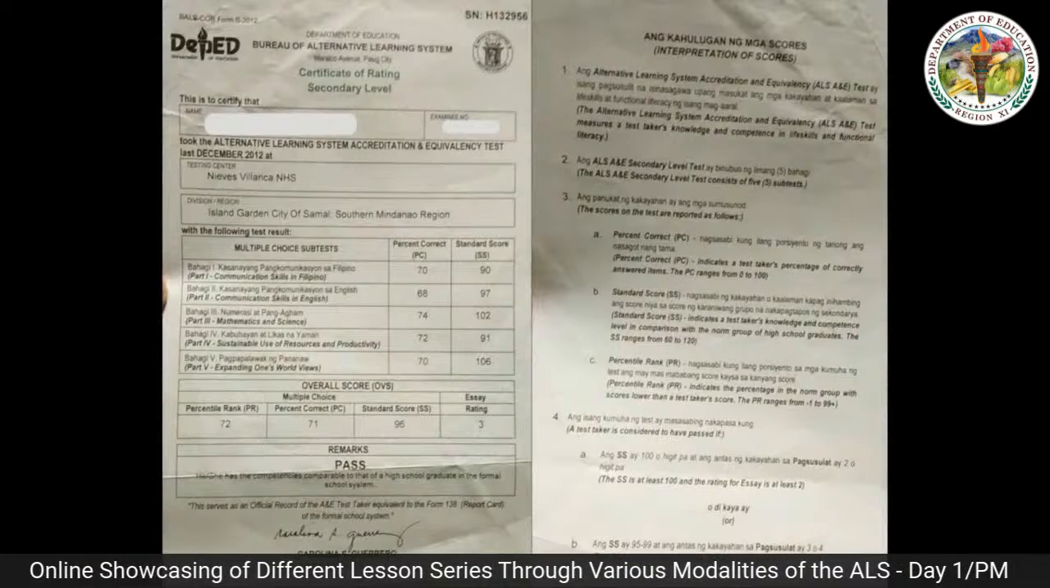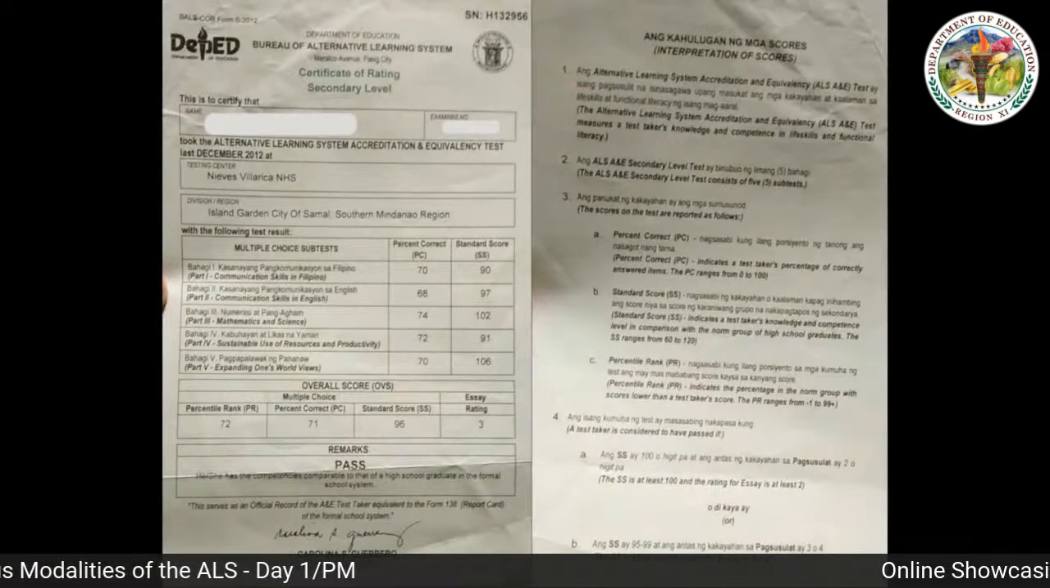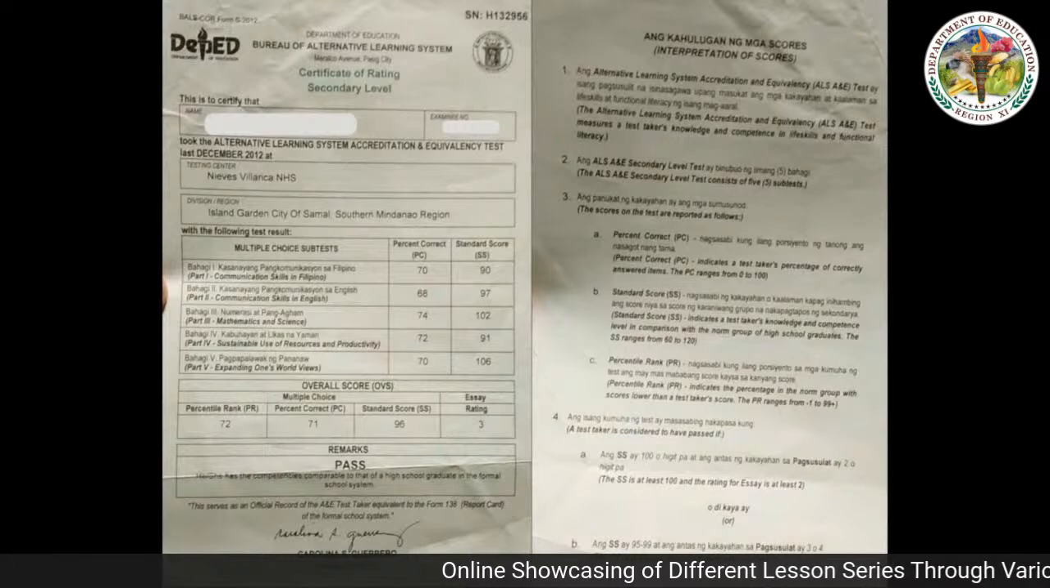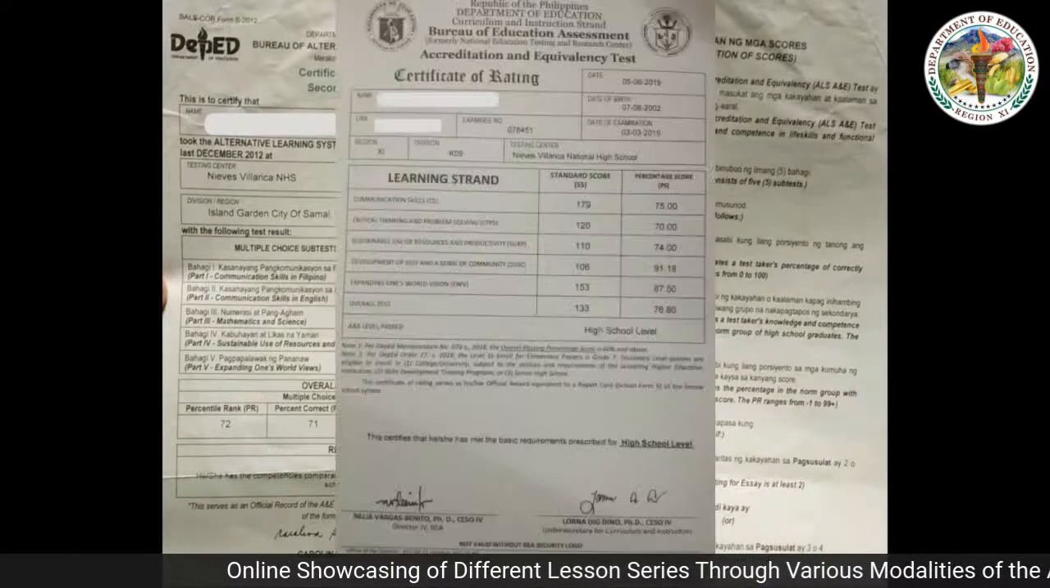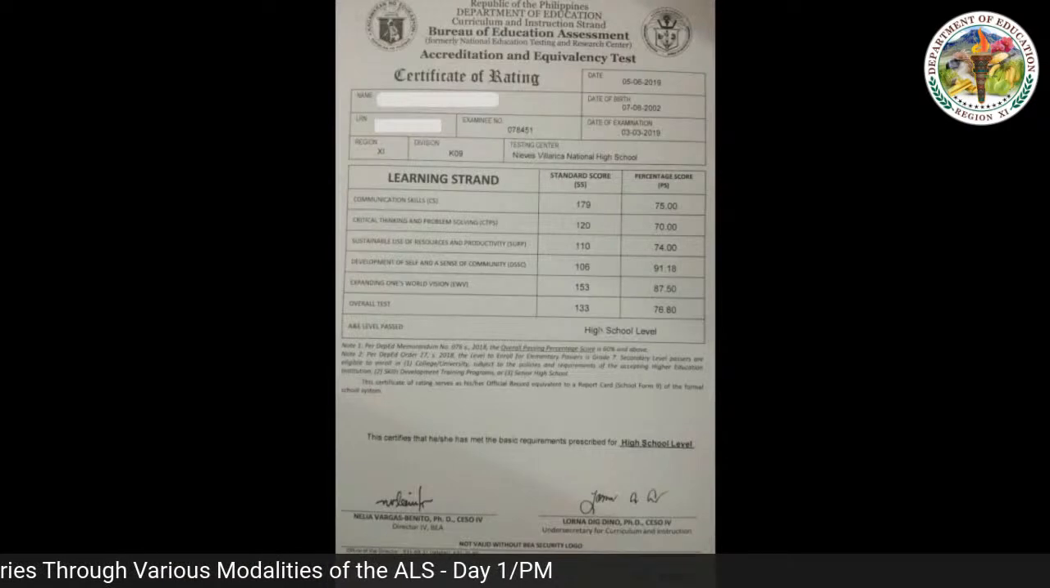COR. Certificate of rating is one of the proofs that the learners have completed the course. This certificate of rating reflects the result from the ALS Accreditation and Equivalency, or the A&E Assessment and Certification. It is useful in learners' plan for admission to senior high and their pursuit for higher education. This will also serve as the learner's report card.